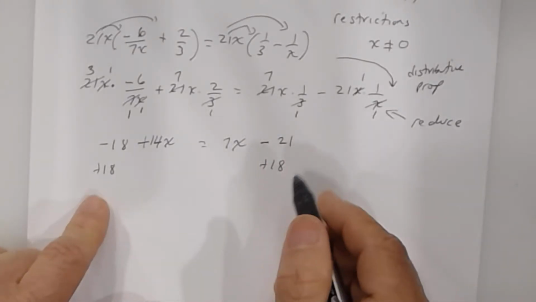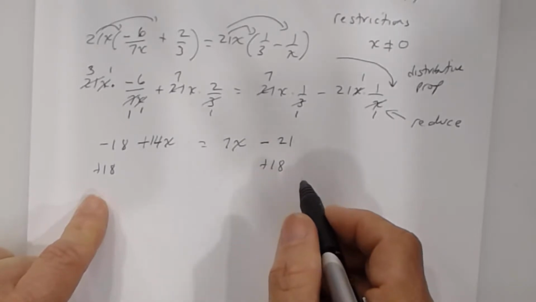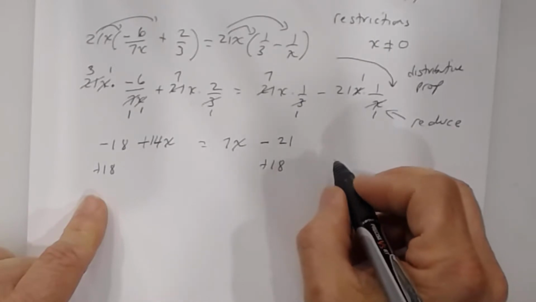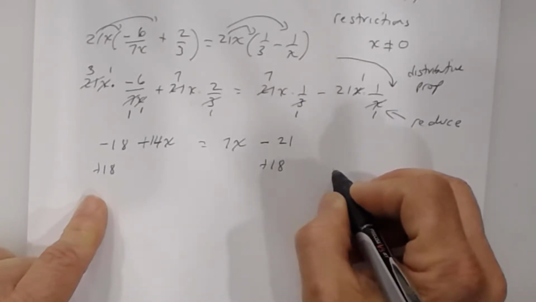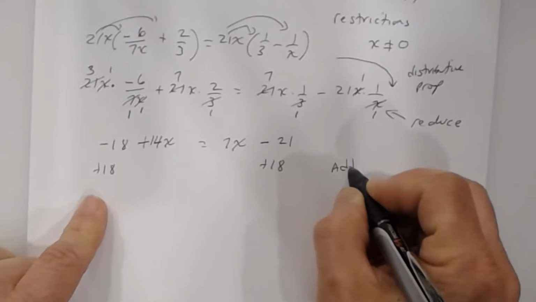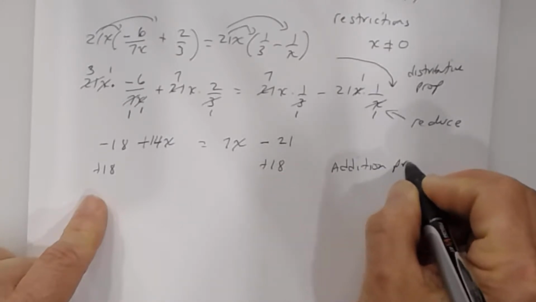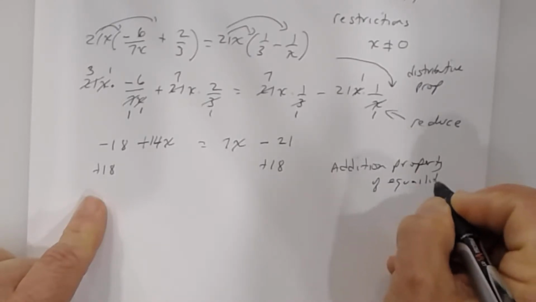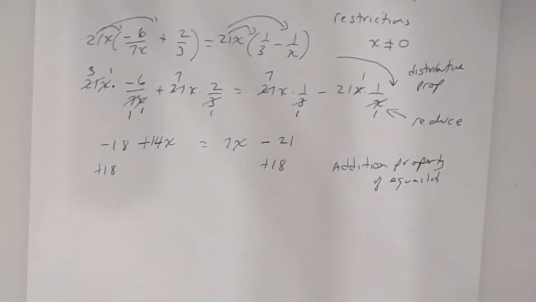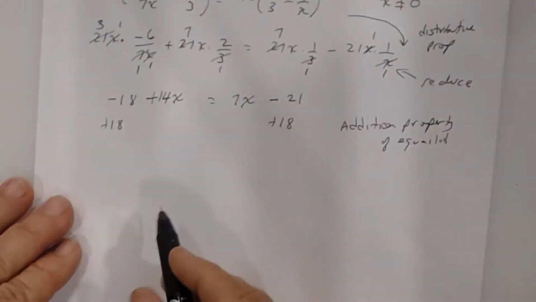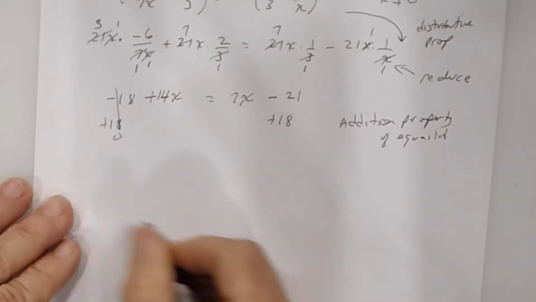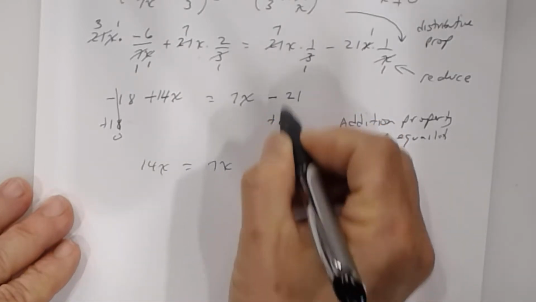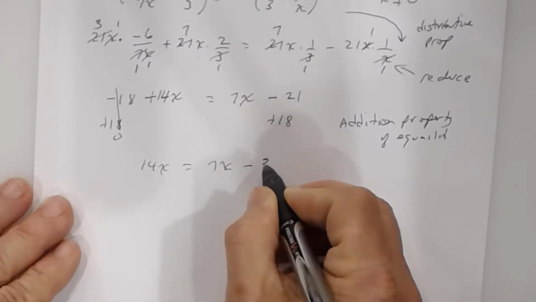Now, remember, when I add 18 to both sides, what property am I using from last semester and semester before? What's that property called? The addition property of equality. I got to remember some stuff from last semester and the semester before. Addition property of equality. Now you can combine like terms. What's left on the left? 14x. Equal 7x, and then what's the negative 21 and a positive 18? Negative 3.